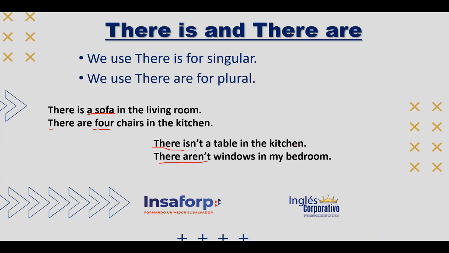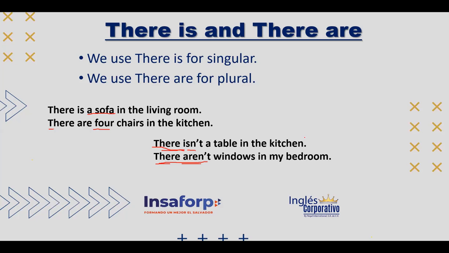There isn't a table in the kitchen. Bueno, les decía, ¿verdad? Que podemos utilizar there isn't and there aren't para decir que no hay algo dentro de algún cuarto. For example, there isn't a table in the kitchen. No hay una mesa en la cocina. There isn't a table in the kitchen.